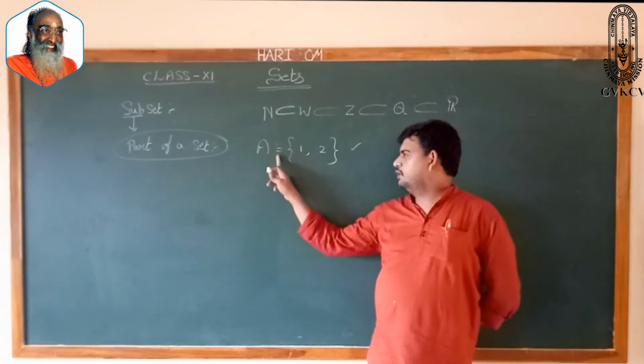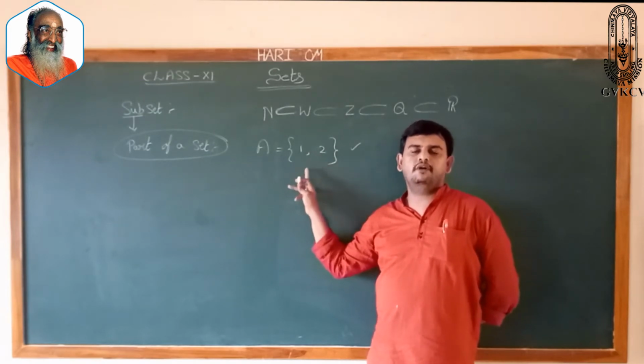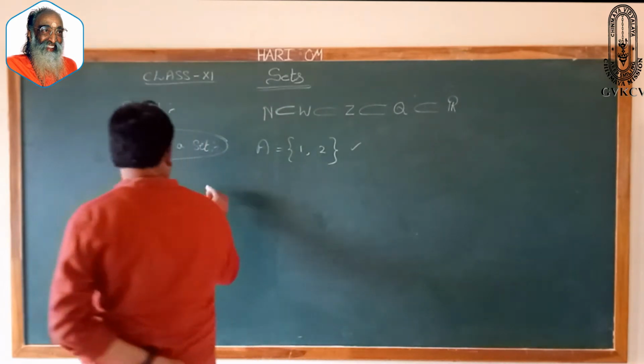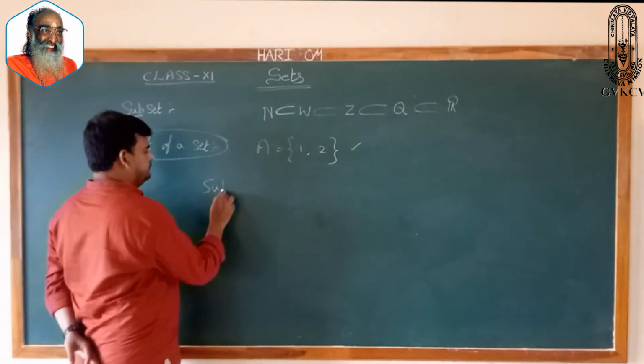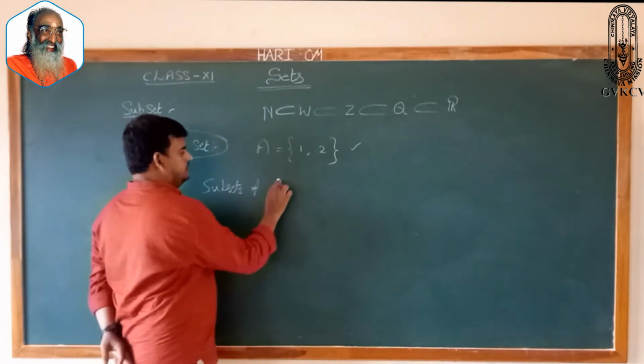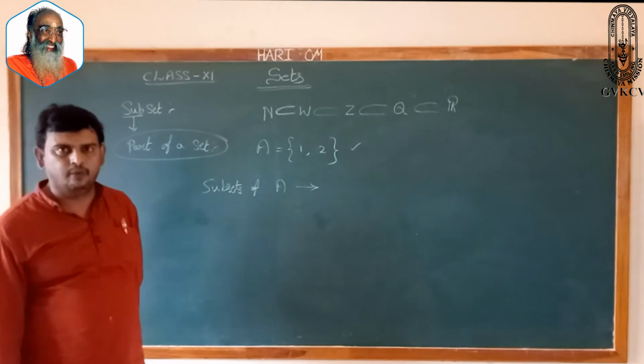Set A is equal to {1, 2}. We have only two elements. Now I want to find subsets of this set A. Now let us see the subsets of A. What are the subsets of A we have?